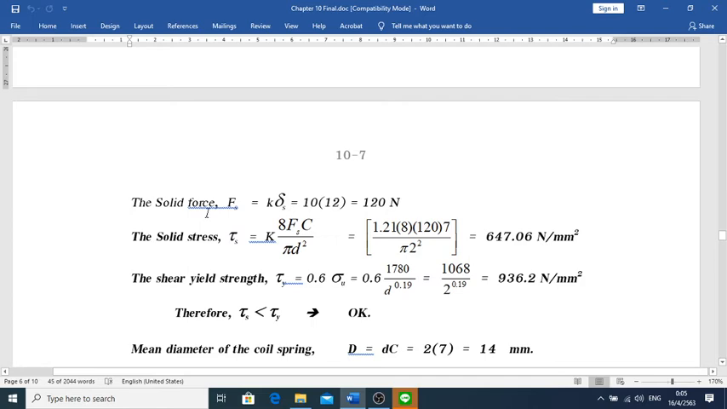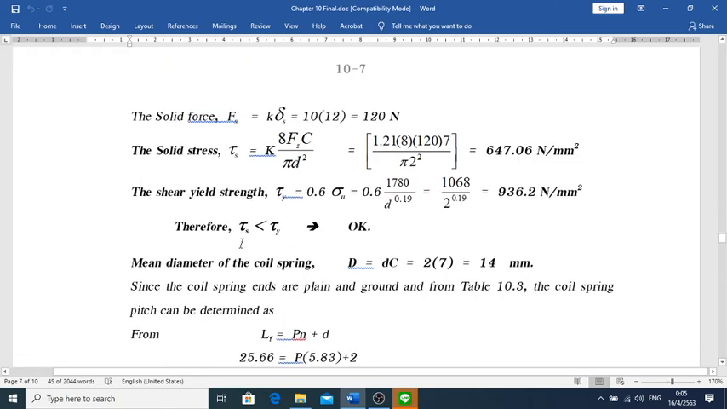In case of emergency, or accidental overloading, your spring is going to be safe anyway. So F sub S is going to be 120. Tau sub S therefore is going to look like that, and tau sub Y is going to look like that, and tau sub S is less than tau sub Y. It's going to be safe anyway. See? So therefore, it's just like that.